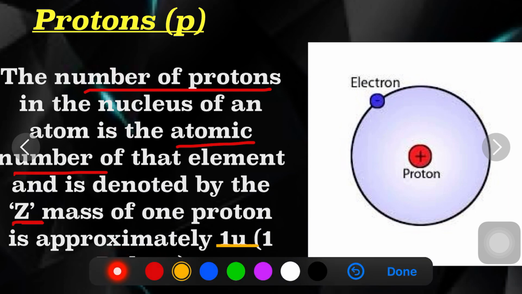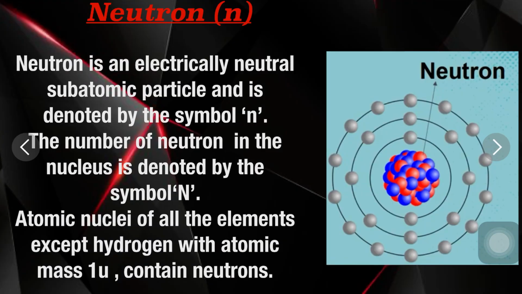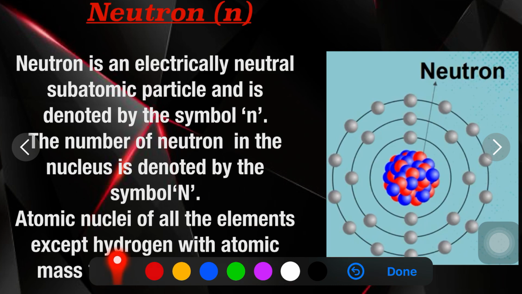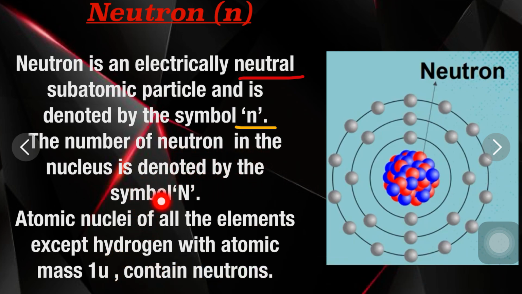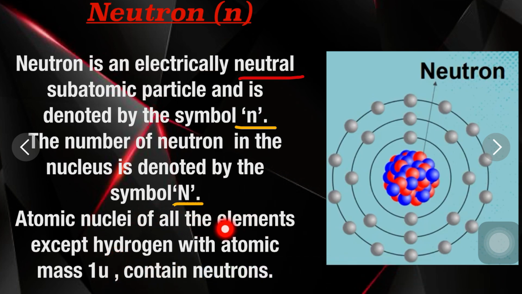u or 1 dalton. So the next subatomic particle is the neutron, and the neutron is electrically neutral, meaning no charge, neither positive nor negative, and it is denoted by the symbol small letter n. The number of neutrons in the nucleus is denoted by the symbol n. Atomic nuclei of all the elements except hydrogen with atomic mass 1 u contain neutrons.